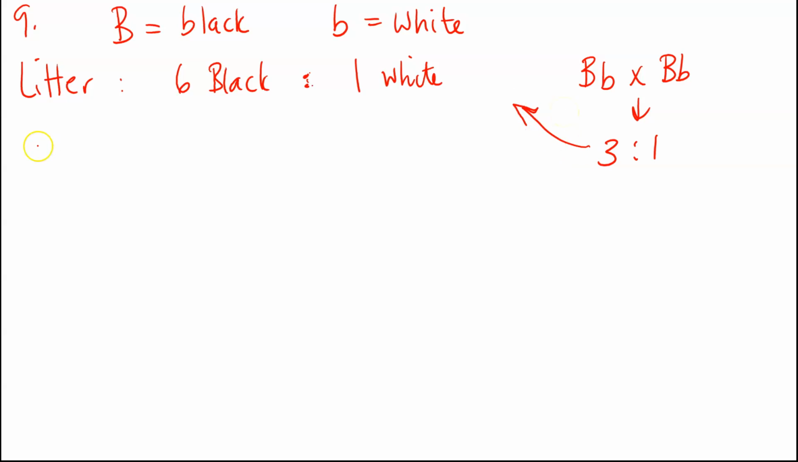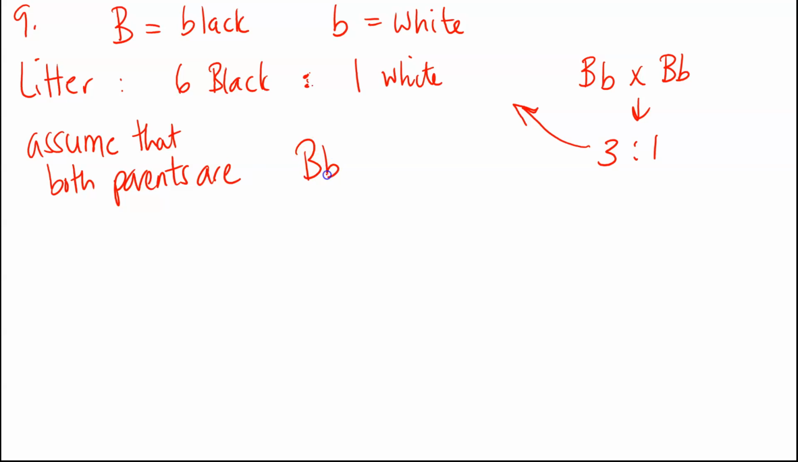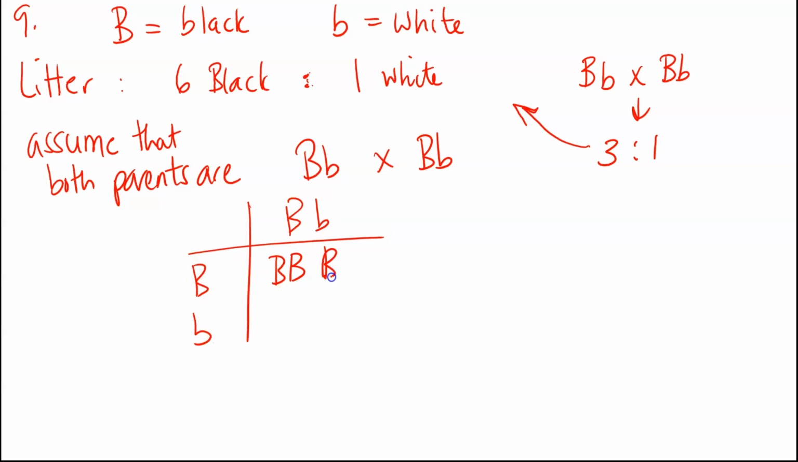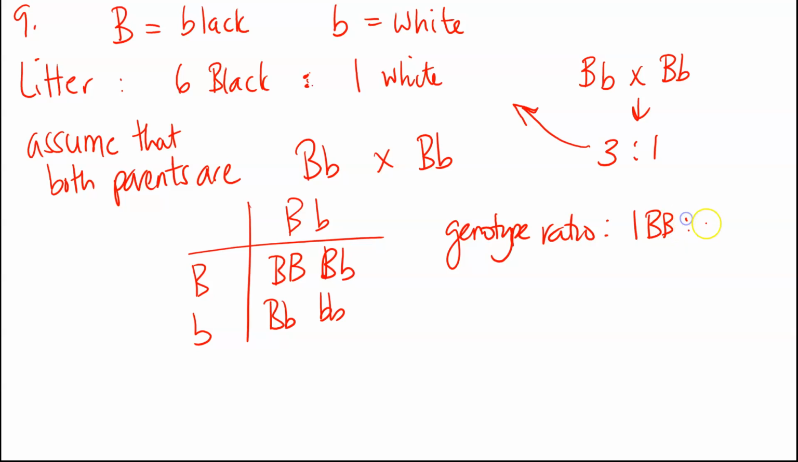So let's try, we're going to assume that both parents are big B, small b, and big B, small b. We do the cross, big B, small b, big B, small b. We have this situation. Okay, so the genotype ratio, I'm trying to do this as fast as I can because I'm going to lose you guys. I know that 1 big B big B to 2 big B small b to 1 small b small b.